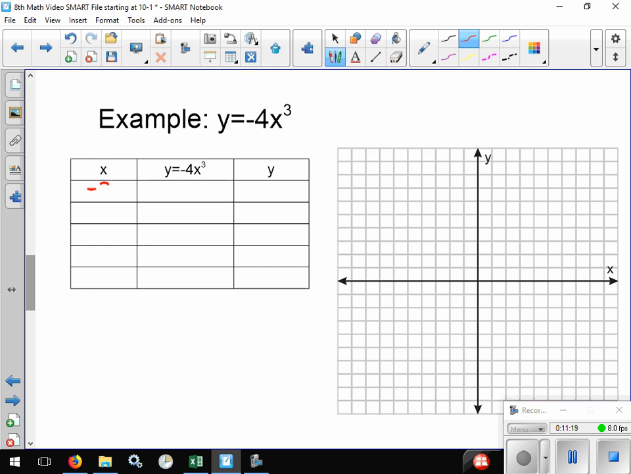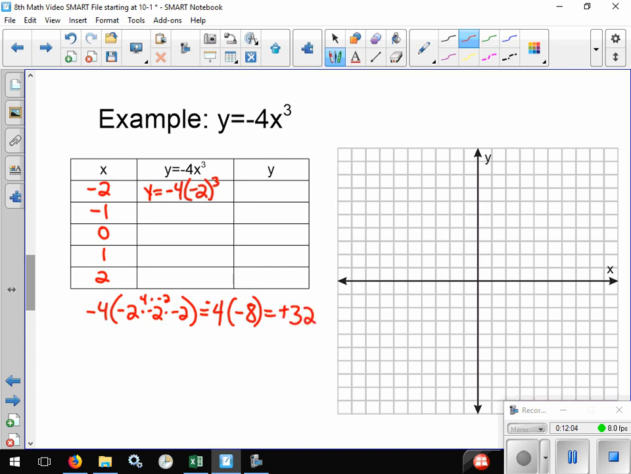Okay, so again, negative 2, negative 1, 0, 1, 2, and we're going to plug it in. So we have y equals negative, and then it's negative 2 cubed. Oh, nope, negative 4. I forgot to put the 4. Okay, so it's negative 4 times negative 2 cubed. So negative 2 times negative 2 times negative 2, okay? So, again, negative 2 times negative 2 is 4 times negative 2. So we have negative 8, I remembered it this time, and that's times the negative 4, which gives us a positive 32.